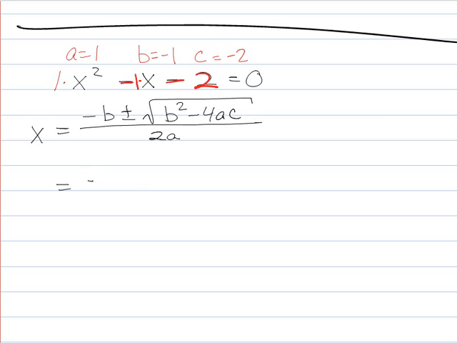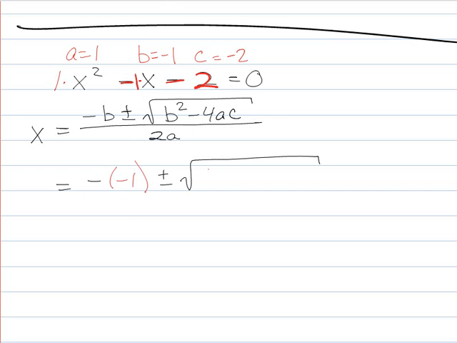Okay, so now I plug them in. This is where problems start to happen: people will plug in and say, oh, it's already minus, I'm not going to do anything to it. No, it's minus b, so minus a negative 1. That's going to give us a positive 1. So you want to be really careful with your parentheses here.